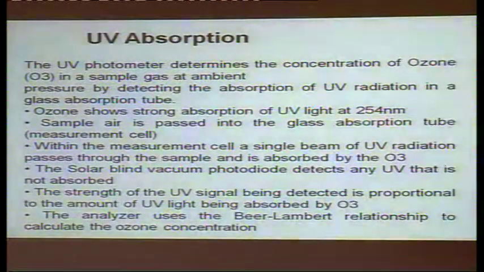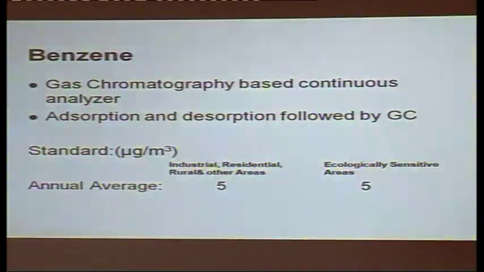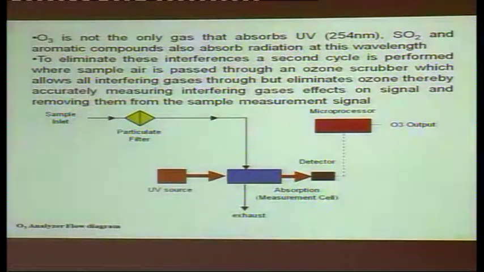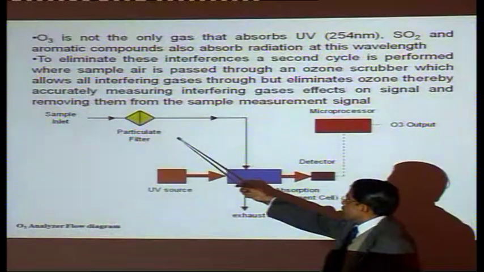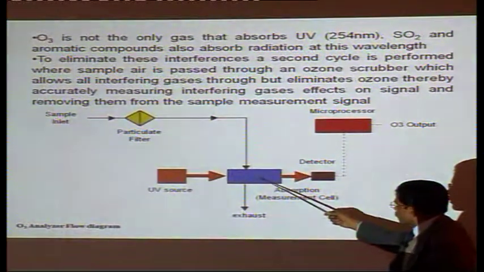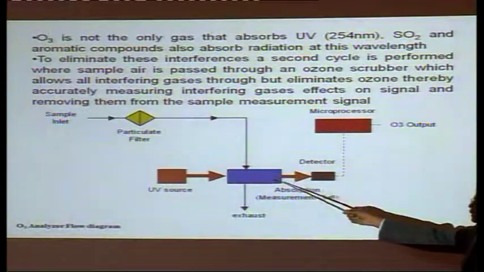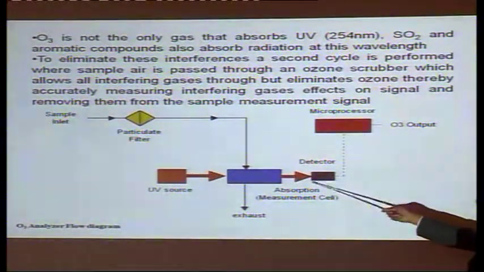This is the UV absorption method. Next. This is a flow diagram. Sample goes here. There is a particulate filter paper. Here is a UV source lamp, and this is the exhaust. Here is the absorption cell, and here the concentration is converted through the detector into the ozone reading.